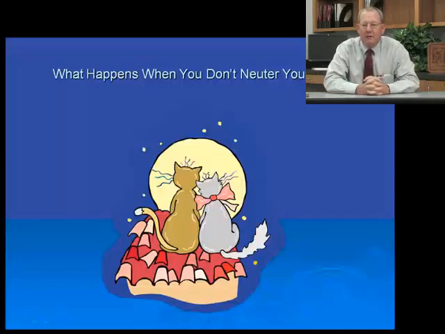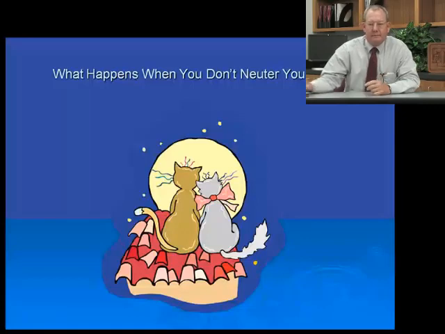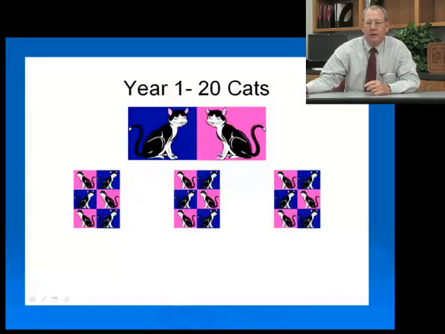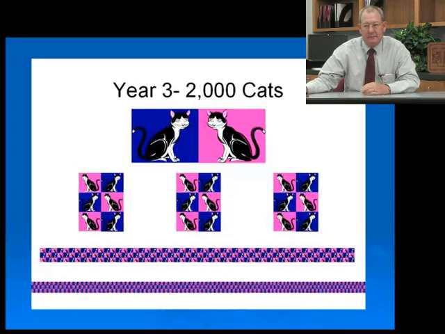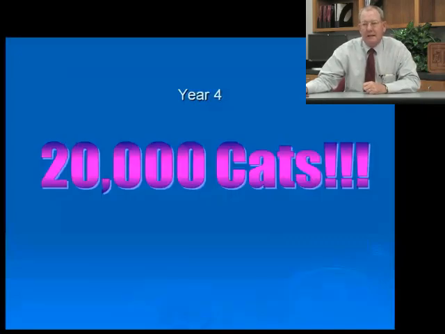Okay, we have an activity here. What happens when you don't neuter your cat? Okay, so we look at here, we got 1 year, and at the end of 1 year, you'll have 20 cats. Into 2 years, you have 200 cats. At the end of 3 years, you'd have 2,000 cats. And at the end of 4 years, you'd have 20,000 cats.